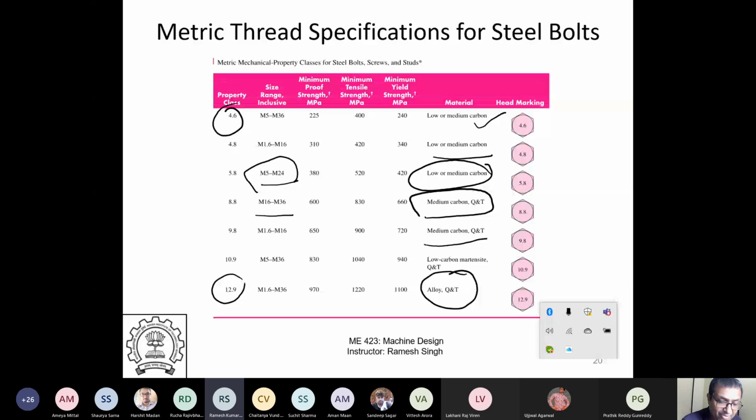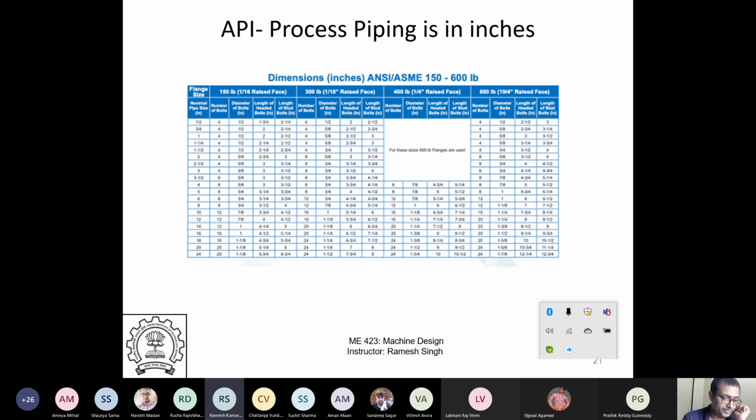So it depends, and the head will be marked like this. So 4.6 will be really cheap. The QNT would be slightly more expensive, the 8.8 ones, and 12.9 would be really expensive. Okay, so you go buy the same looking bolt, but you can pay 10 times the price. So this probably would be more than 10 times more expensive than this one. So you have to be on the lookout for what kind of bolt you are buying, and those standards tell what you're buying. If you look carefully, these numbers would be there on the steel bolts.